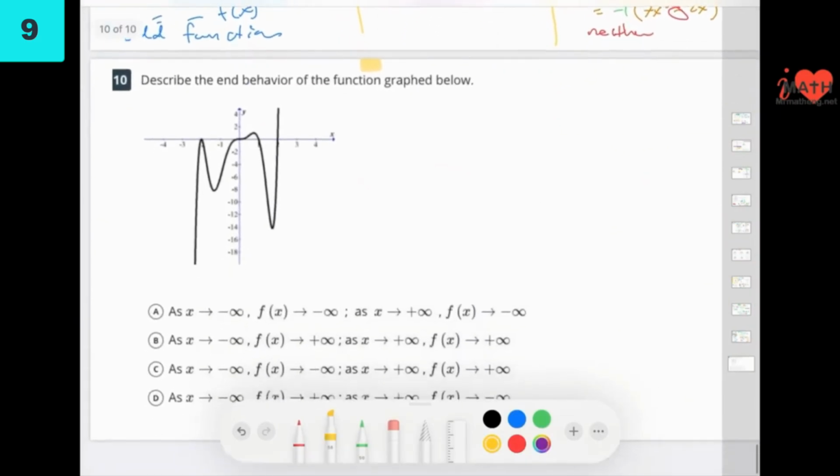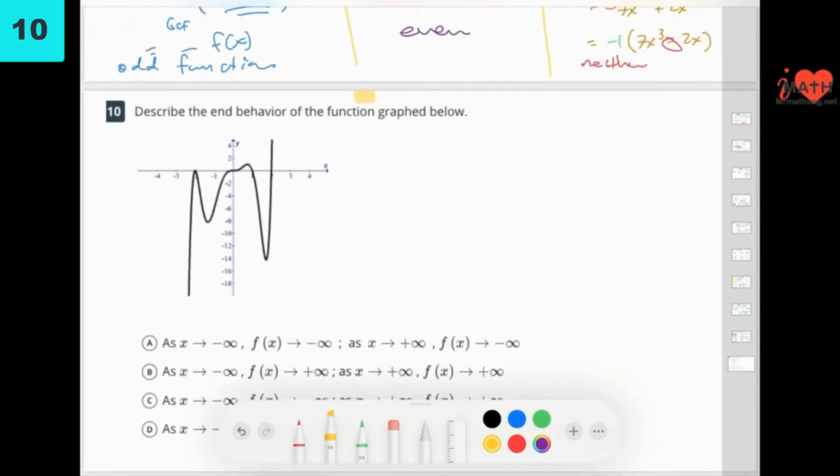And the last one, end behavior. Describe the end behavior. Remember, as you're doing end behaviors, it always goes left to right. Let's write out a couple tips for you. Left to right. And you always have this sentence, right? As x approaches blank, f of x approaches blank, right?